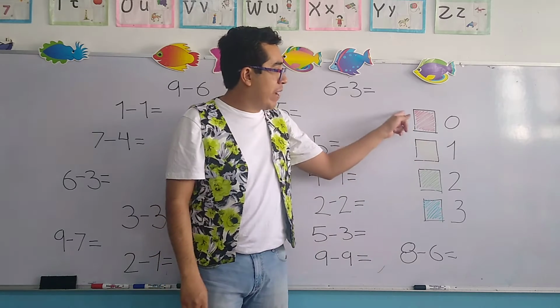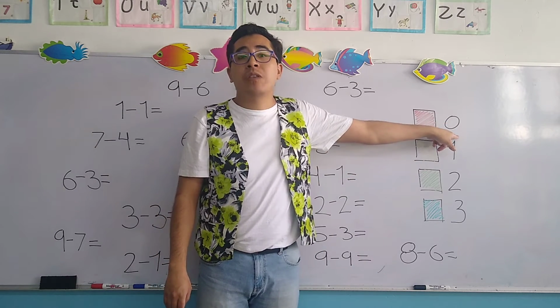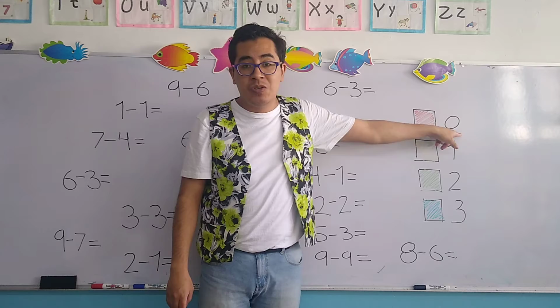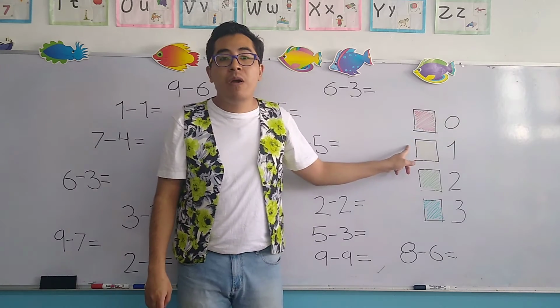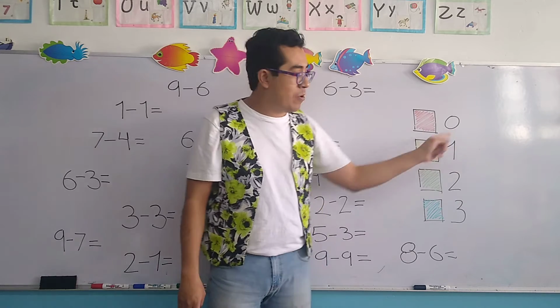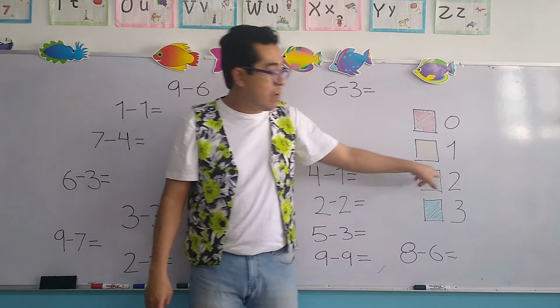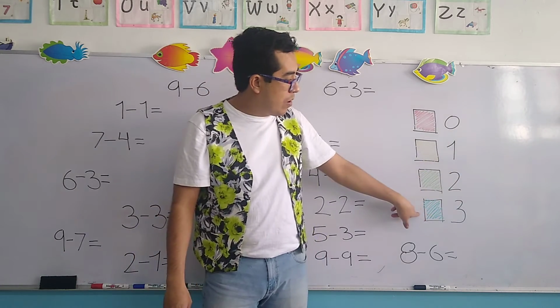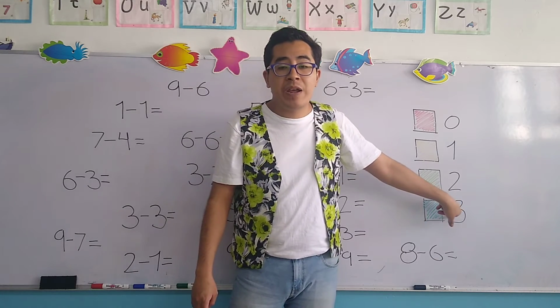Now, for color red, we have the result 0. Tenemos el resultado 0. For the color yellow, we have number 1 as a result, como resultado número 1. For color green, number 2. For color blue, number 3.